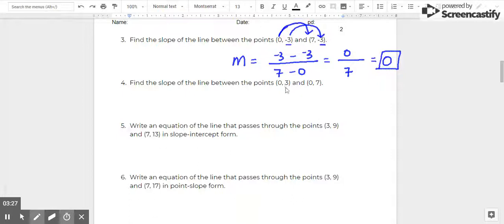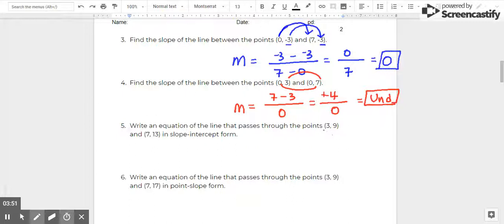Find the slope of the line. So let's find the vertical change, 3 to 7. You can do 7 minus 3, or you can just say it's increased by 4. 0 to 0, no change. Something over 0, you cannot divide by 0, so it should be undefined. You need to be careful with this difference.